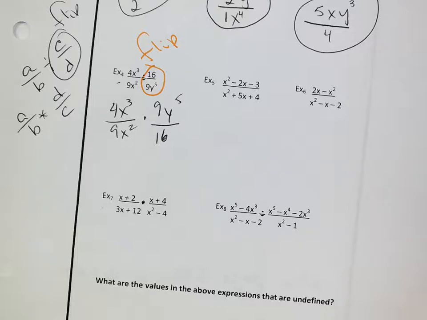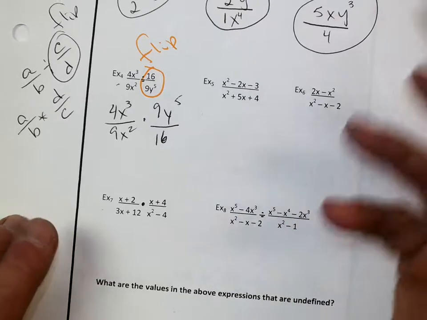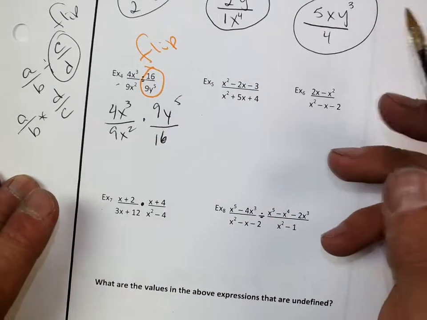Never the first one, okay? And then solve for k. Okay, good. Now, let's cross cancel, okay?